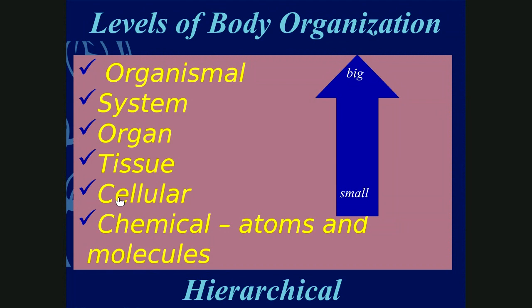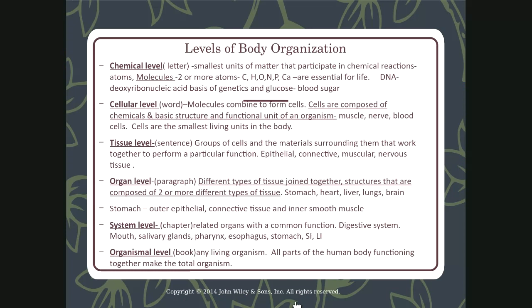Several cells will form tissues. Two or more tissues form organs. Several organs will form systems, and the entire system will become the organismal or the human body. So let's look at these in a little more detail. We're thinking about the chemical level, and this letter, word, sentence, paragraph, chapter, and book is something you could relate to how it is related in your textbook.